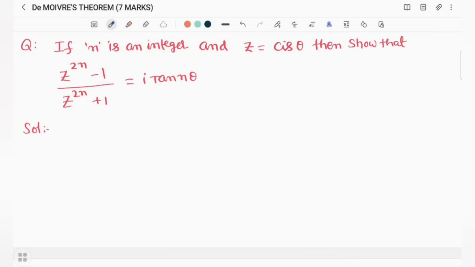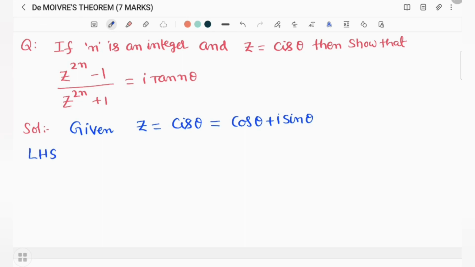The next question. If n is an integer and z = cis θ, then show that (z^(2n) − 1)/(z^(2n) + 1) = i tan nθ. So given z = cis θ, which means cos θ + i sin θ. This is the value of z. After that, consider LHS: (z^(2n) − 1)/(z^(2n) + 1).